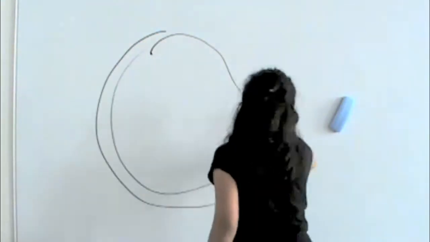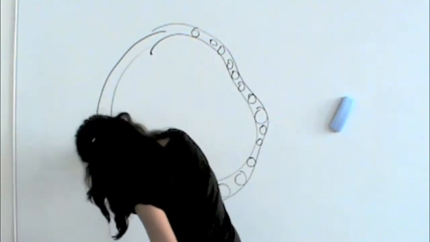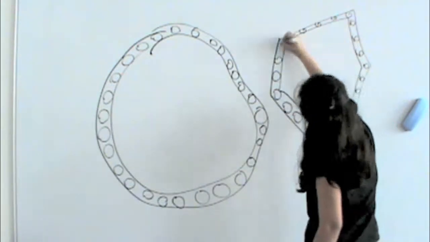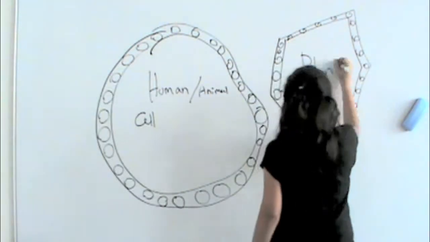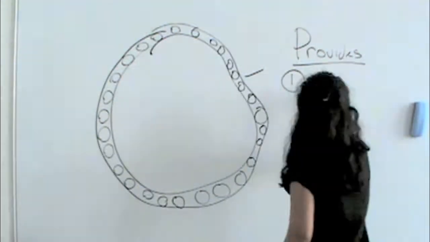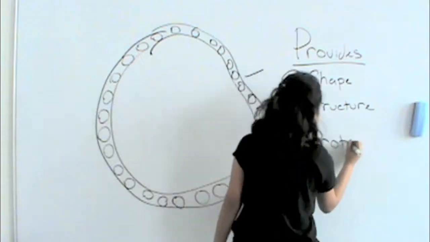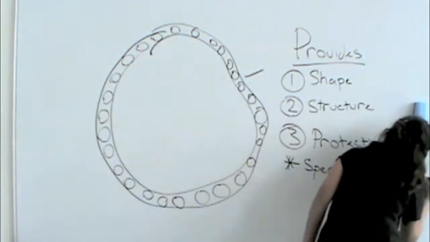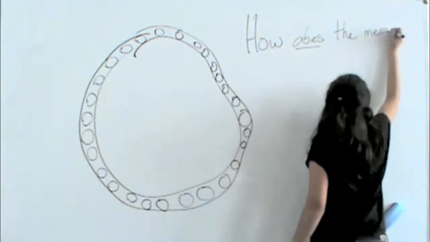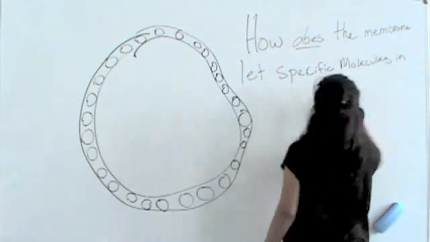So our first organelle is going to be the membrane, which is like a plastic bag around the cell with lots of small holes. Human and animal cells are round and floppy, while plant cell membranes are more rigid because of their cell walls, and we'll go into that later. A cell membrane provides the cell with shape, structure, protection from inhibitors, and it also allows specific molecules in and out of the cell. Wait, but how does the membrane let specific molecules in and out?